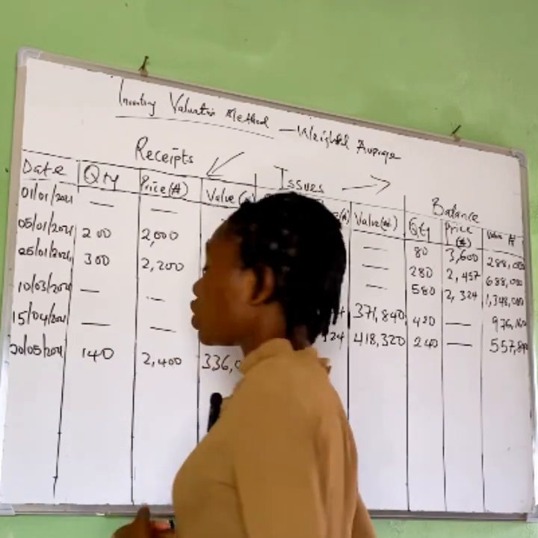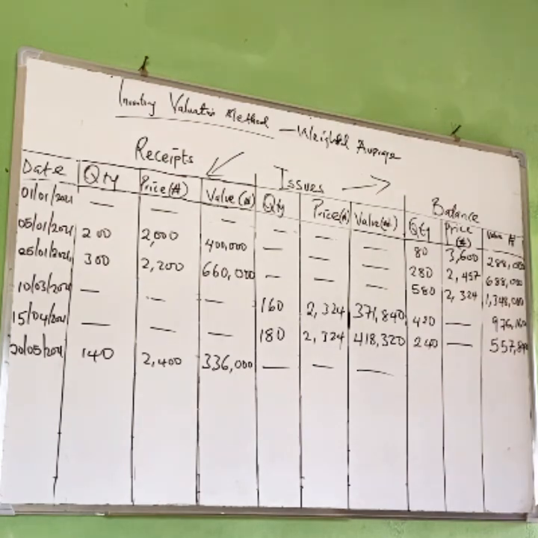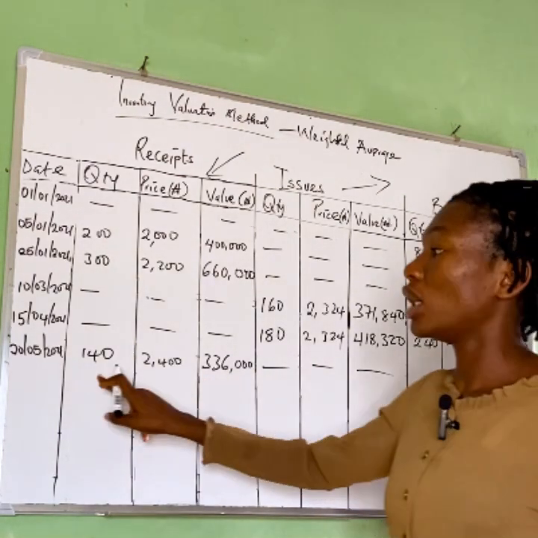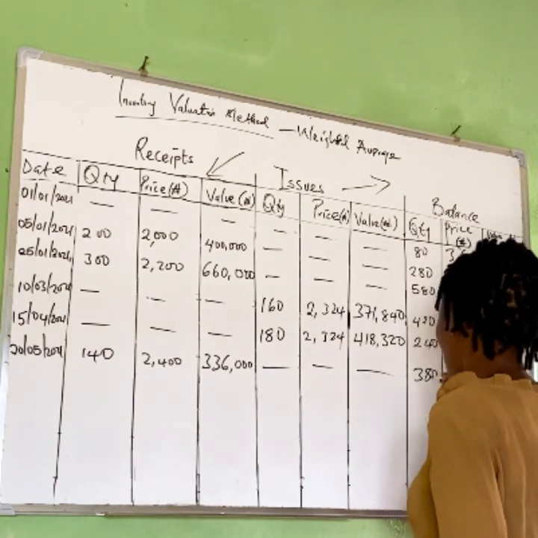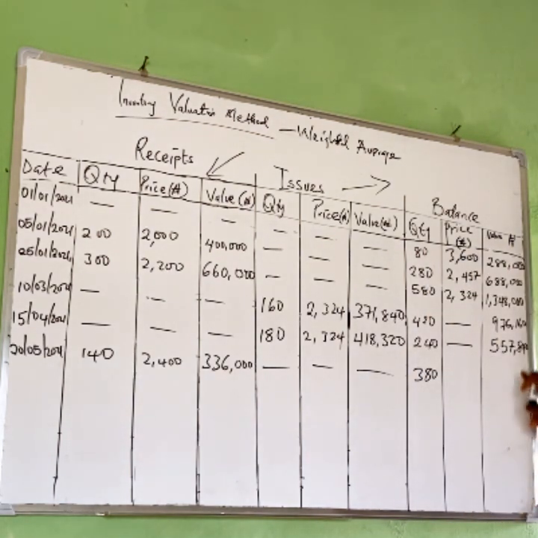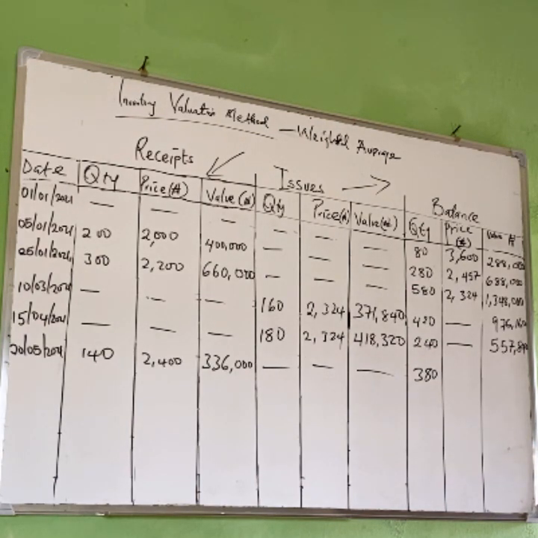336,000 naira. So at the end of the day we need to balance, right? Since it is a receipt, we are going to add, all right, 240 plus 140, we are having 380 units, all right, and then we'll be adding 557,840 naira to 336,000 naira. That will be giving us a value of 893,840 naira. This is our value, right?